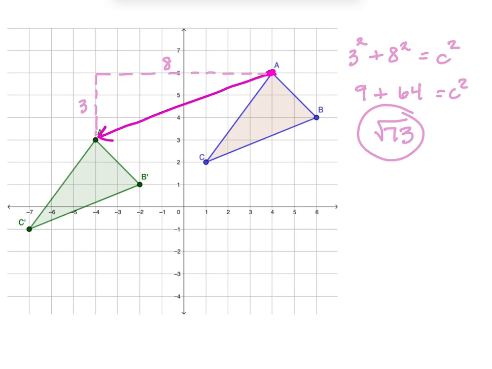Because we're doing a rigid motion here, every single vertex is being transformed in the exact same way. That means the vectors connecting C to C prime and B to B prime are also going to have the same direction and magnitude, because the entire triangle is being translated according to that same vector.